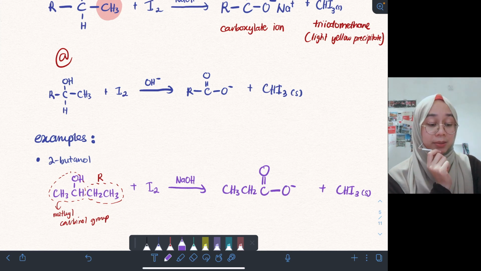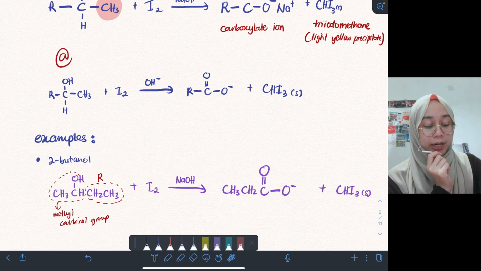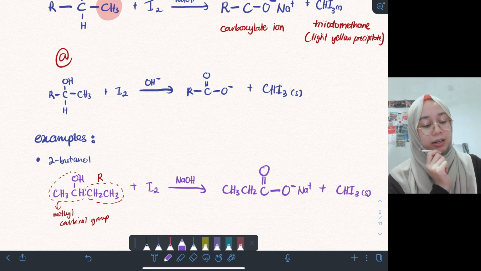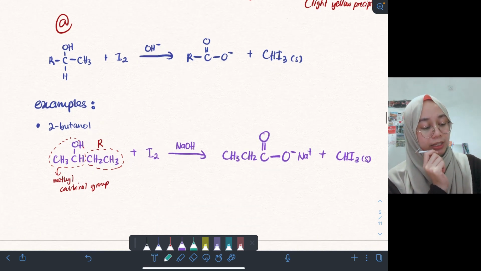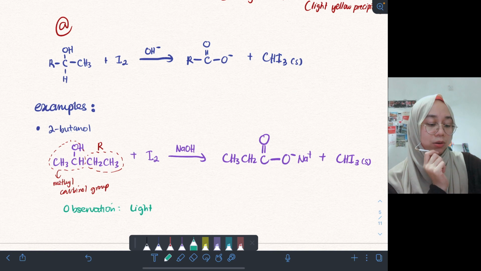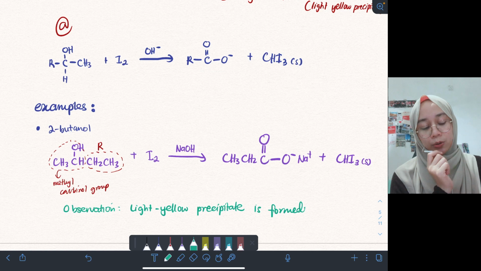So you get this. But then, perhatikan juga betul-betul, we are using NaOH class. Therefore, apa lagi yang perlu ada? Kita kena letak Na plus dekat sini. Okay, therefore, untuk yang ni, observation dia adalah, apa tadi observation dia? Light yellow precipitate is formed. Okay, so ini untuk 2 butanol.